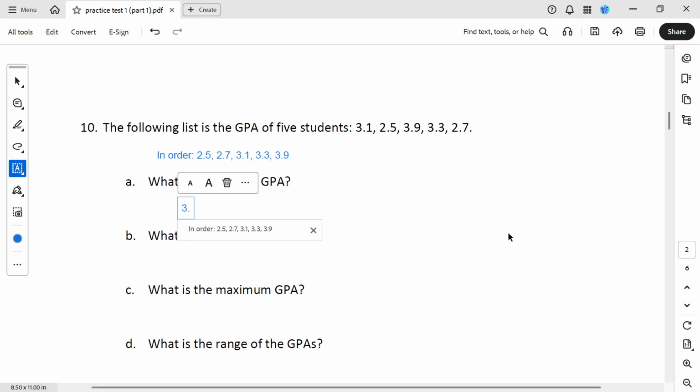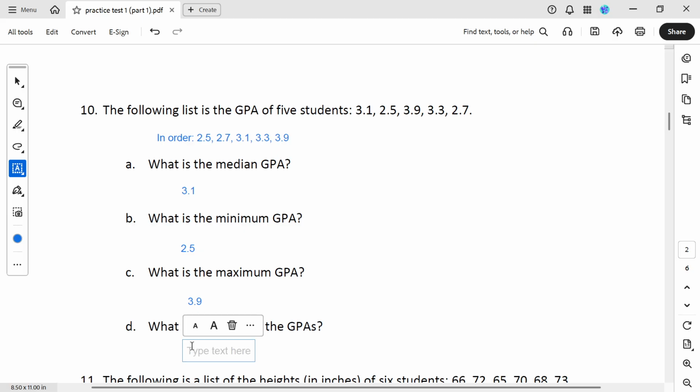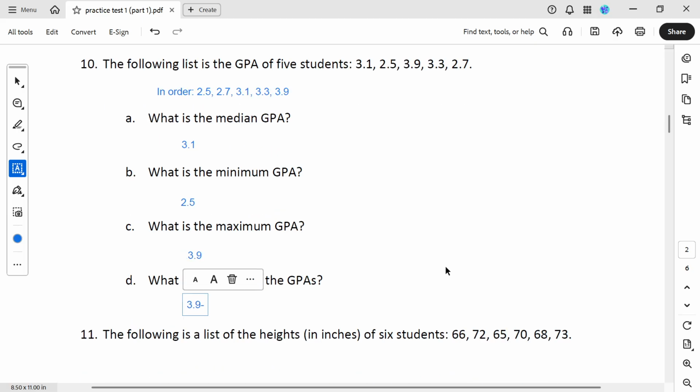So that is 3.1. Now the minimum one, just the least one, is 2.5, and the maximum one is 3.9. And then once you have the min and the max, you can find the range. So that's going to be 3.9, the max, minus 2.5. And that's going to be, let's see, what's 39 minus 25? 14, so 1.4.